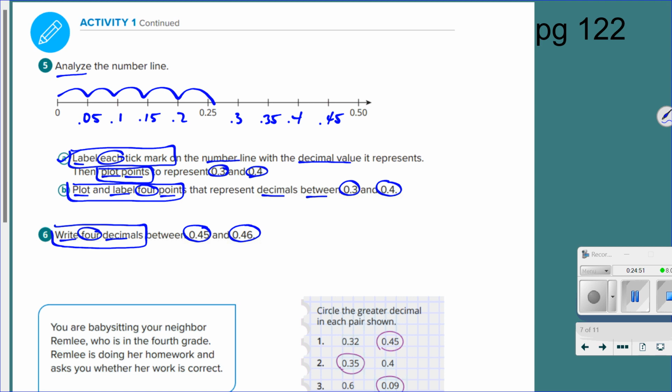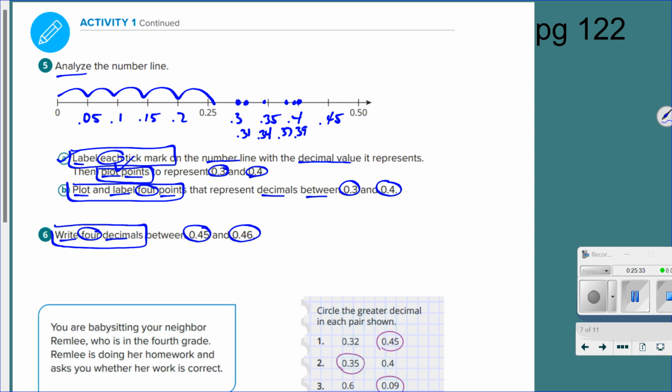Now, I need to plot points to represent 3/10 and 4/10. So to plot those points, that means I draw the number on the lines. So I've now plotted those points. I now need to plot and label 4 points that represent decimals between those two. So I can choose any ones I want. Honestly, there's an infinite number I could put, but I'm going to try to keep it relatively simple. So I'm going to go with 31 hundredths, 34 hundredths, 37 hundredths, and 39 hundredths.